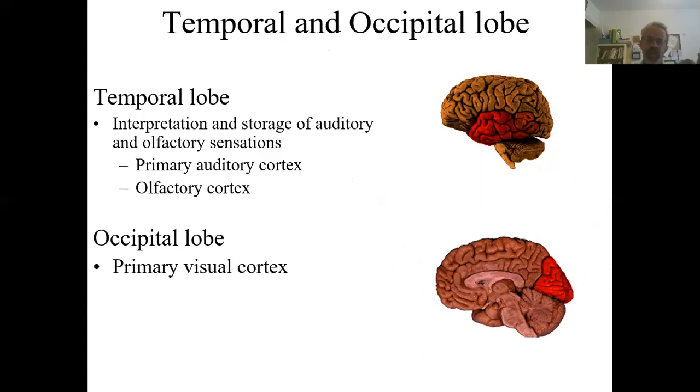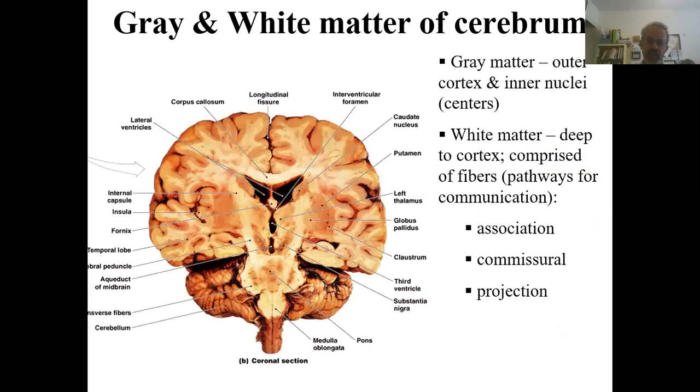So that's all we have to say about the telencephalon. A couple more things, a little bit more about it, and then we'll move on. This is just another view of the gray and white matter. Here's a nice view of the gray matter on the outside as well as on the inside. And then all this white matter, remember I mentioned, are myelinated fibers. I like to think of it as like a cable to send information to different parts of the brain. And there's three types of fibers, three types of cables: the association, the commissural, and the projection.